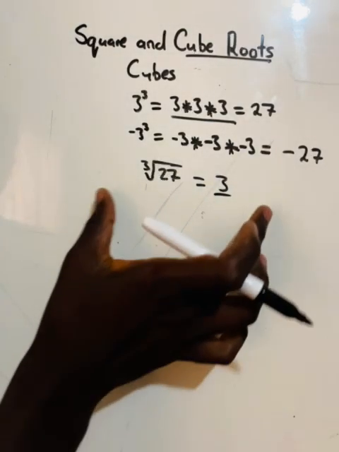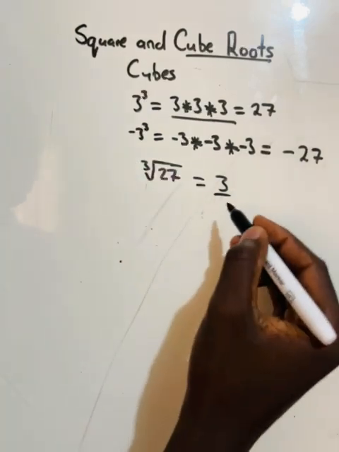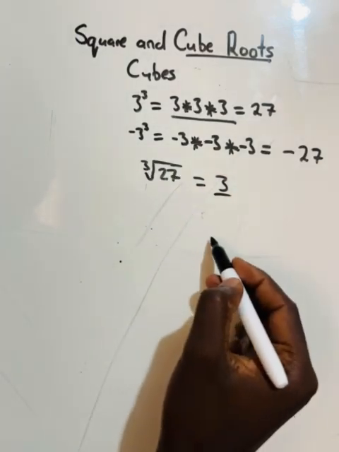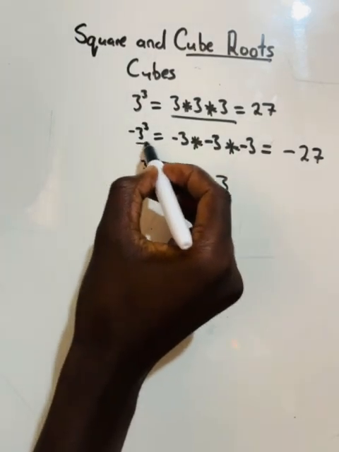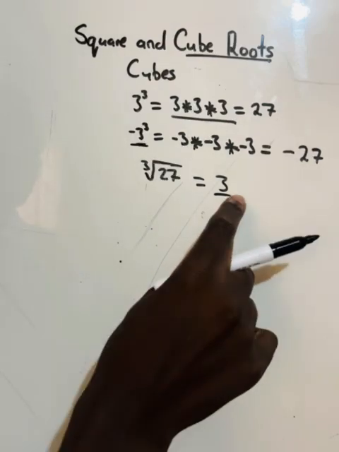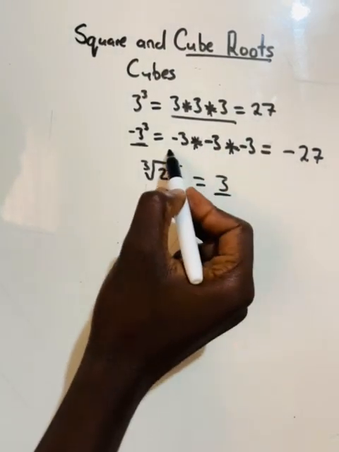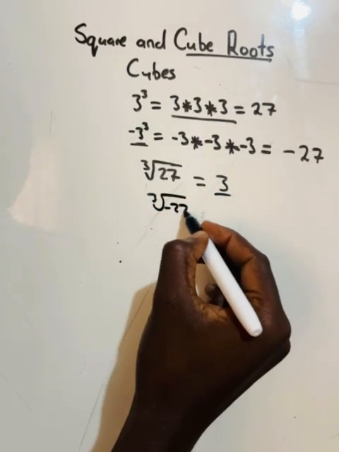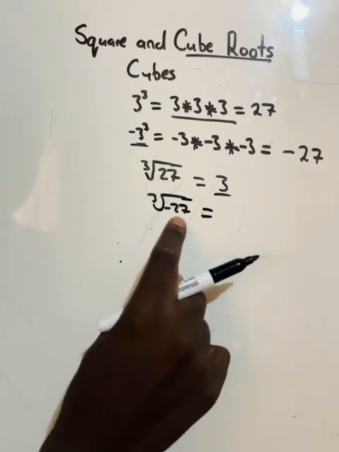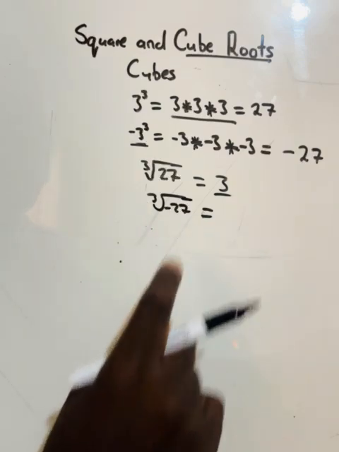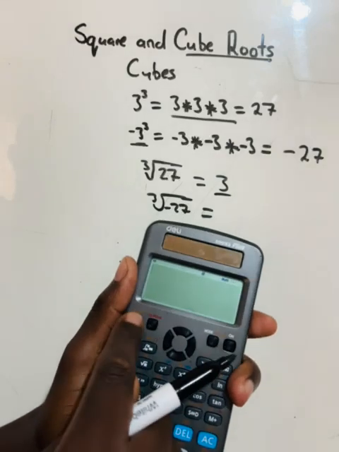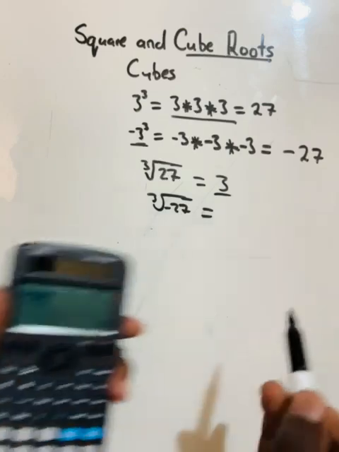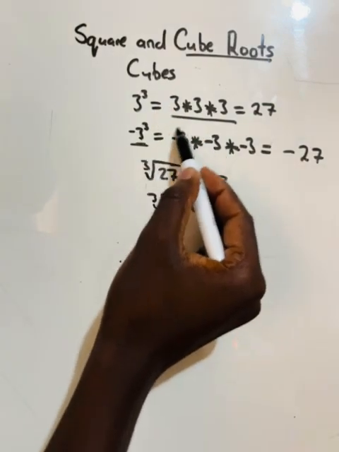Now, when you are dealing with cube roots, you only have one answer, which is 3. We can't say negative 3. Why? Because if we say cube root of negative 27, we are looking for the number that multiplied by itself gives us negative 27. If we go to the calculator and say cube root of negative 27, it gives us negative 3. And as you saw earlier when we were cubing, it was negative 3.